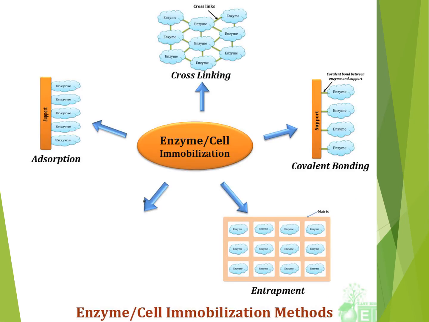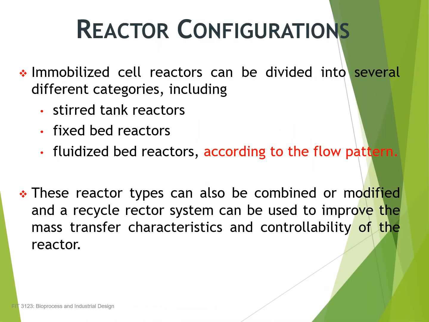You have enzyme. These are the methods for immobilization: adsorption, cross-linking, covalent bonding, and also entrapment. Okay. Next, we go to reactor configuration. So you have different kinds of immobilized cell methods, and also you have units for the bioreactor configuration. It is also divided into several categories. The first ones are the tank reactor, fixed bed, and fluidized bed.